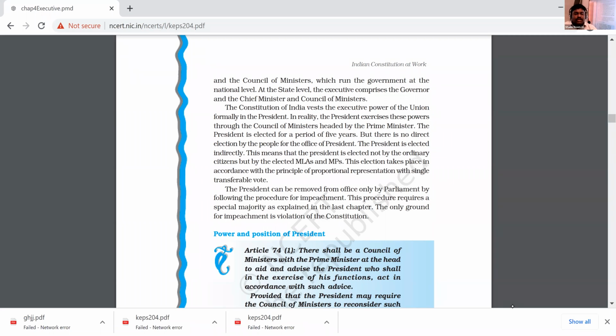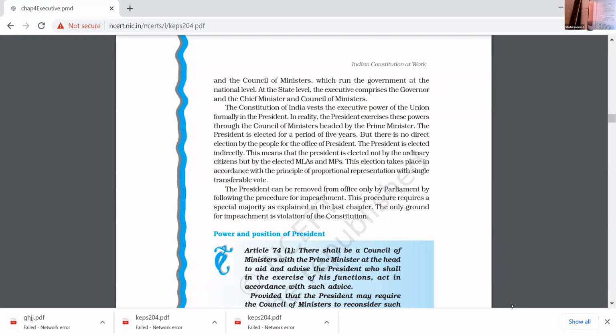Proportional representation. This system is basically related to the election for Rajya Sabha members and to choose the president and the vice president of India. Only MLAs, MPs, and MLCs have the right to vote here.